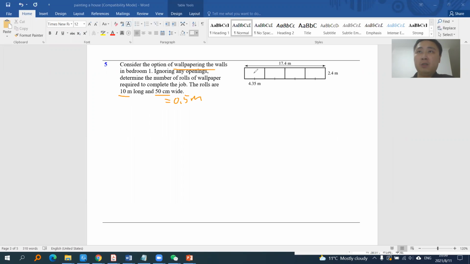Okay. And for the length of the wall, that's 17.4 meter, right? But one row is 10 meter. So I think we need to get 20 meter, because one is only 10 meter. So I think we need to use 20 meter.